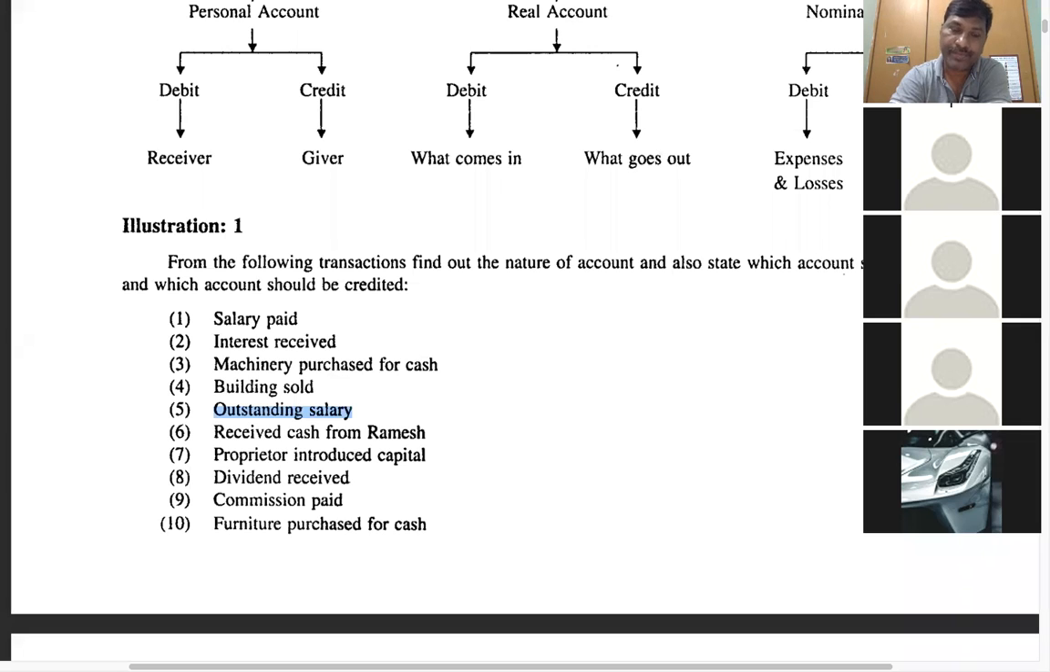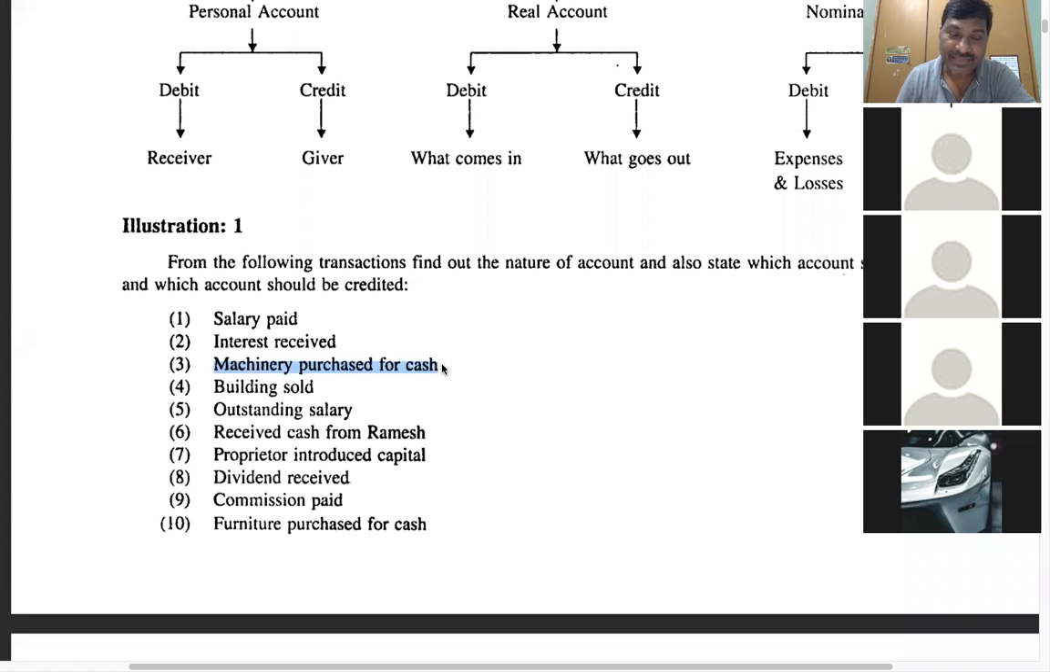Points 3 and 4. Okay. Machinery. What is machinery? An asset. One aspect is identified as asset, and another aspect is identified as cash. There are two aspects for every transaction. The cash account is giving benefit and the machinery account is taking the benefit. One asset is coming in, machinery is coming in, and cash is going out. Both of them are assets.